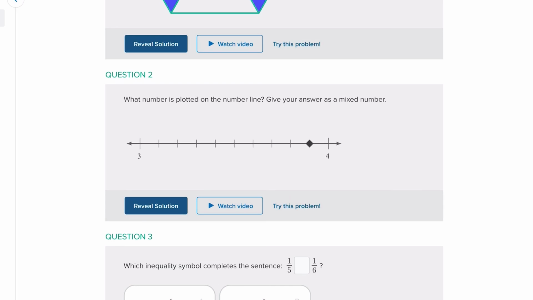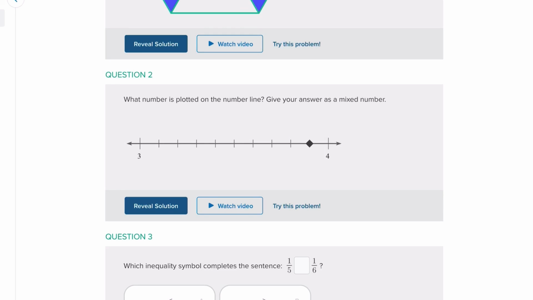And the last question here is about inequality. It's asking us to compare two fractions. We have 1 over 5 and 1 over 6, and it's asking us to choose either a less than or a greater than symbol to put into the box. If we look at those, we're really looking for one of two options. Are the numerators the same, or are the denominators the same? In this case, the numerators are the same.